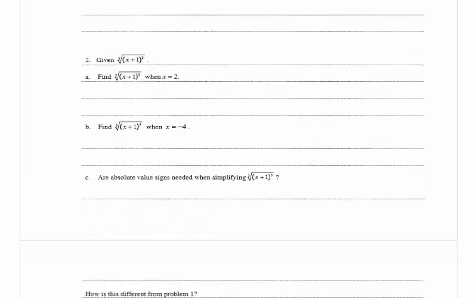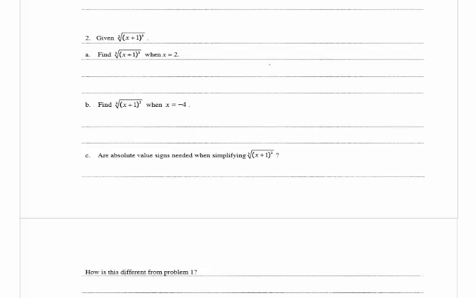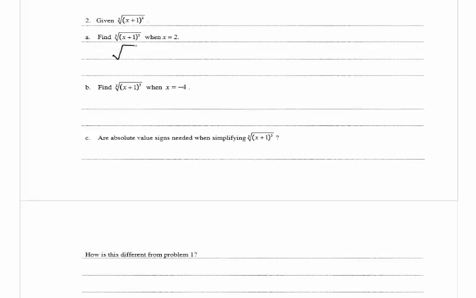In number 2, it says given the cube root of (x plus 1) cubed, find the cube root of (x plus 1) cubed when x is equal to 2. So we plug 2 in for x. We have the cube root of (2 plus 1) cubed, which is equal to the cube root of 3 cubed, which is also equal to the cube root of 27, and the cube root of 27 is equal to 3.